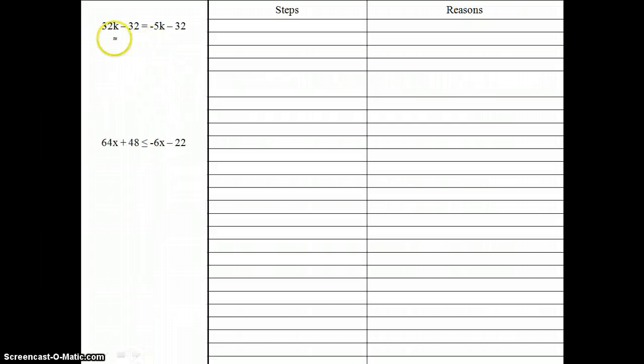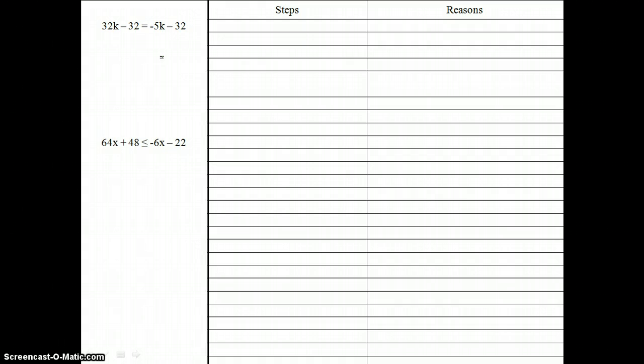All right, so our first equation is 32k minus 32 equals negative 5k minus 32. We'll refer back to the solving multi-step equations reference sheets that we gave you in class on Monday. Okay, so the first step says, are there parentheses? Well, there aren't any parentheses, so we're not going to distribute. Then it says to combine like terms. Well, if we look at each side of the equation, there's no like terms, so there's nothing to combine.